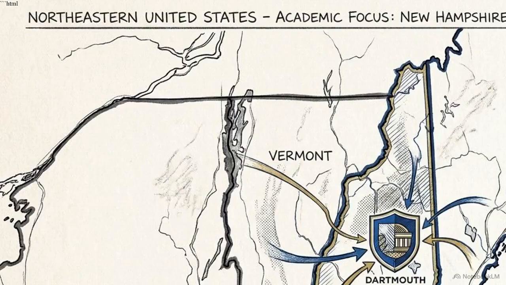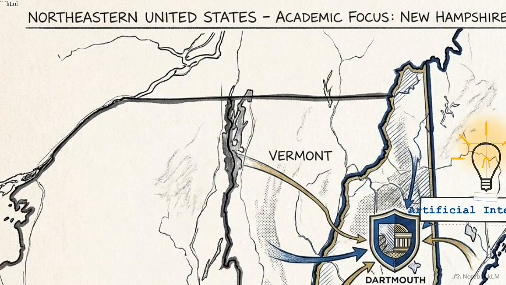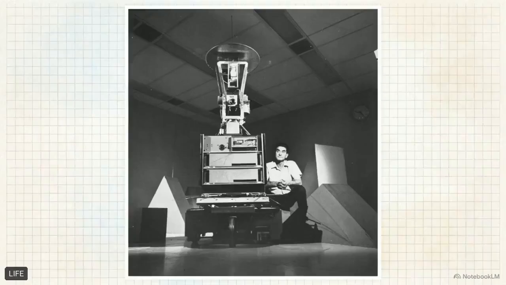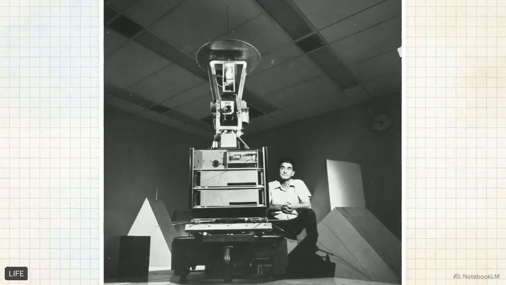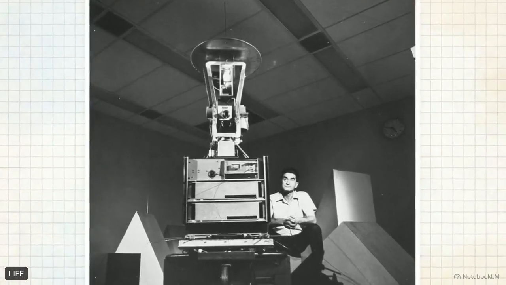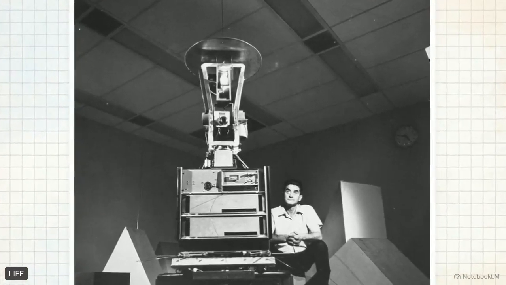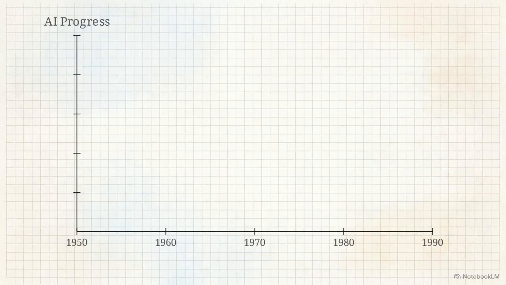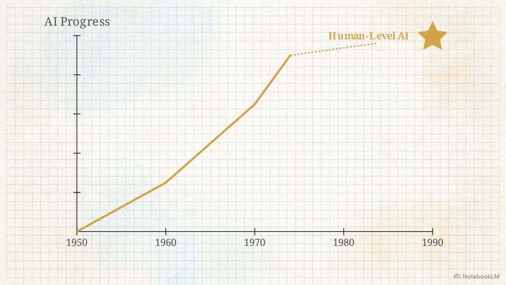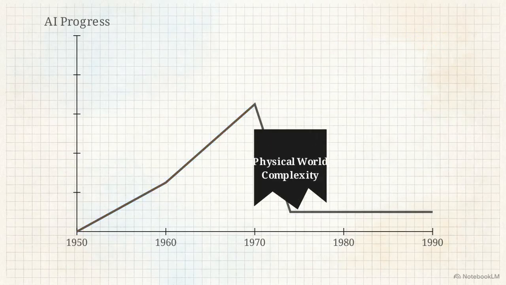The field received its official name at the 1956 Dartmouth conference, leading to rapid early success. By 1969, engineers built Shakey the robot, combining early computer vision, logical reasoning, and path planning to navigate physical rooms and avoid obstacles. These breakthroughs generated immense optimism. Researchers assumed human-level intelligence was achievable within a few decades, deeply underestimating the vast, unpredictable complexity of the physical world.